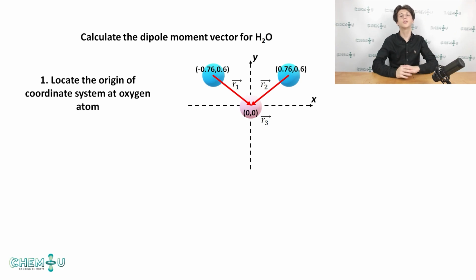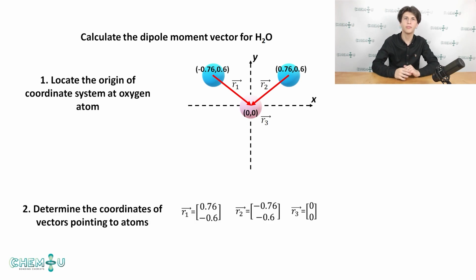First, locate the center of the coordinate system on the oxygen atom. Then the R3 vector is 0. Then we determine the vectors for both hydrogen atoms. The results are also given on the slide. Pay attention to the fact that vectors R1 and R2 point from hydrogens to oxygen. This is a general rule that the vectors should point towards the more electronegative element that bears partial negative charge, in this case, the oxygen atom depicted in pink.